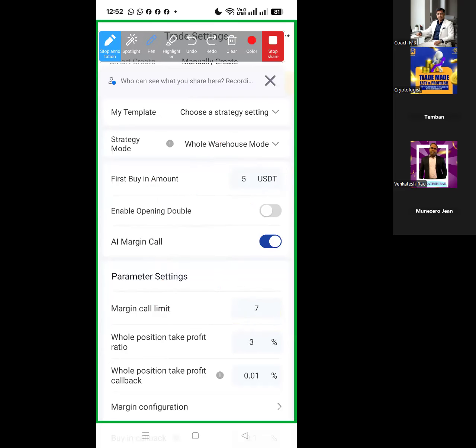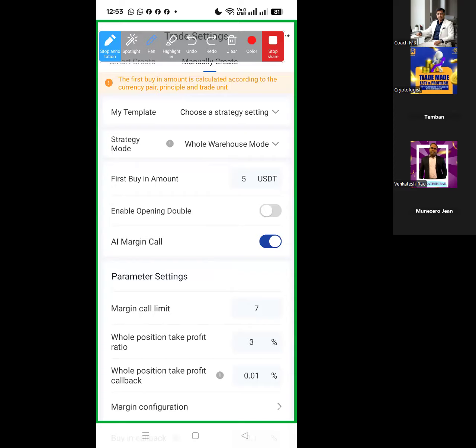So first of all, you have to instruct the robot how many margin calls you want to open. Suppose someone says I want only 4 margin calls, so you can start with 4 margin calls. Or if someone says I want around 15 margin calls, you can start with 15 margin calls according to your strategy, according to your capital. That is up to you, and you are going to learn all these strategies in the next sessions.